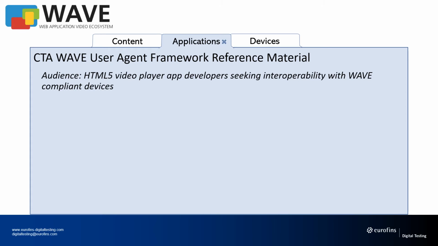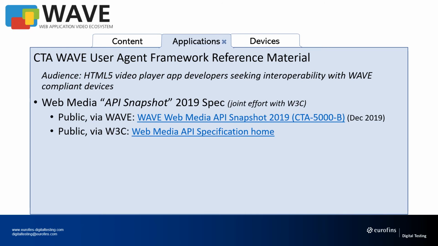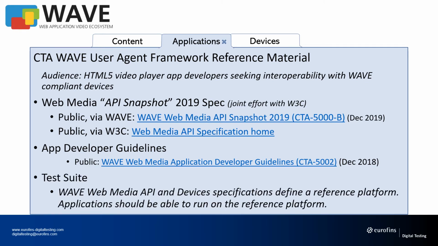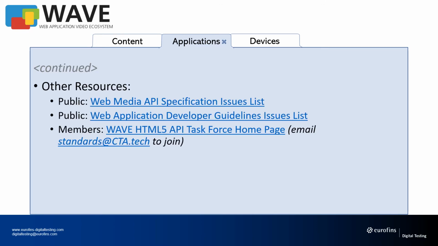For HTML5 video player application developers seeking interoperability with WAVE devices, there are the WAVE specifications and also some app developer guidelines. There's no specific test suite for application developers. However, by following the guidelines and conforming with the reference platform spec requirements, applications should be able to run on compliant devices. Of course, application testing involves a lot more than just API conformance, and there are a range of other tools available to help with application testing within the industry. Again, here are some additional references for further information about active issues and work in the WAVE HTML5 API group.